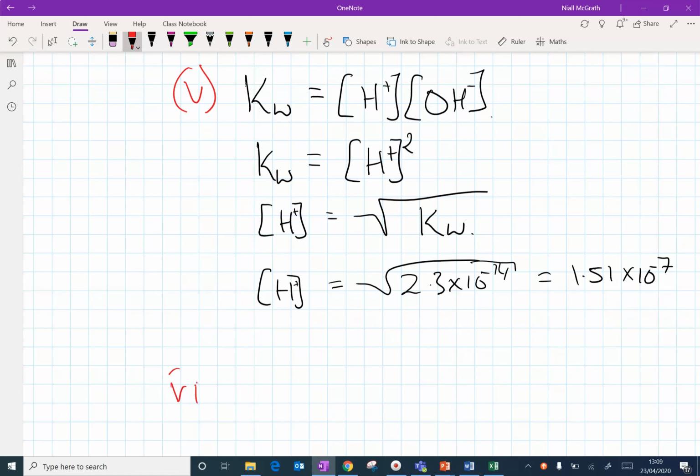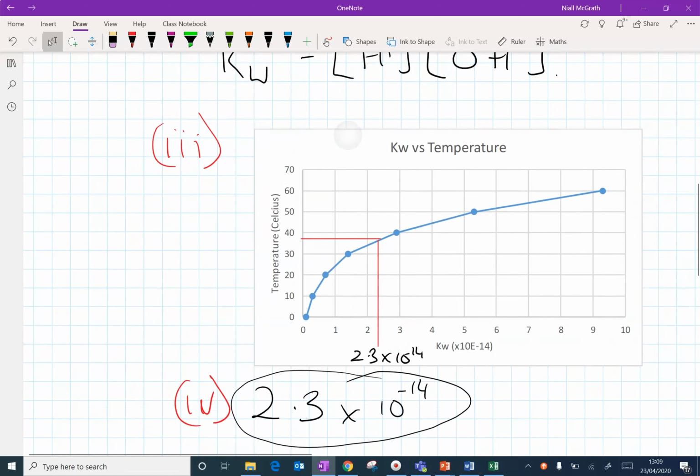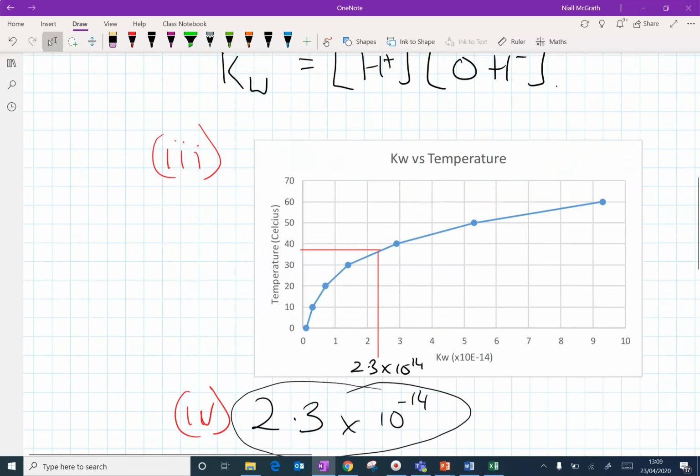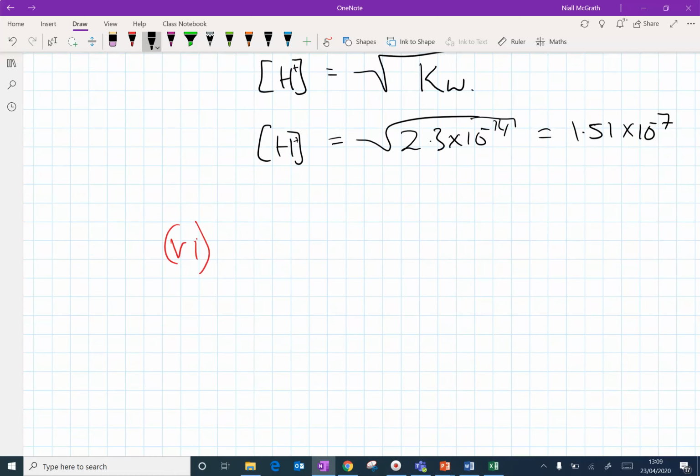And for part 6 then as well. The pH of pure water is close to 6.77 at one of the temperatures in the table. Find by calculation this temperature. Okay, so here's where our pH is coming in. To find pH, it's minus log to the base 10 of H plus. Okay, that's what we want.